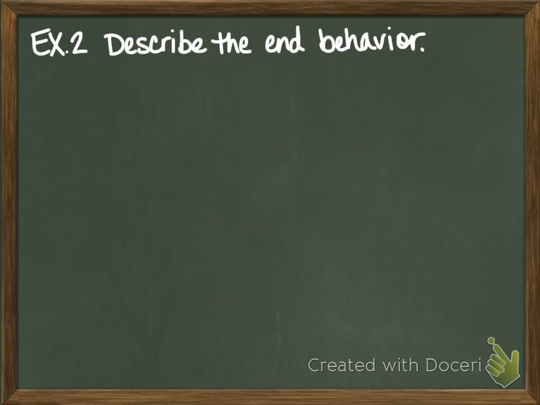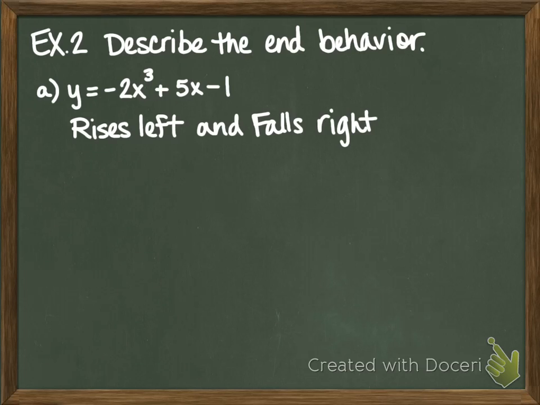Okay, number 2, describe the end behavior. So if you're given an equation, negative 2x cubed plus 5x minus 1, and I want to know what it's doing on the ends of the graph, remember I want to look at the highest exponent and the sign of the term that that exponent is on. So for example, x cubed is the highest exponent, so that number is odd, and the sign in front of that term is negative. So odd and negative means they're doing opposite things on the ends, and it's negative overall. So that means that it rises on the left and falls on the right.